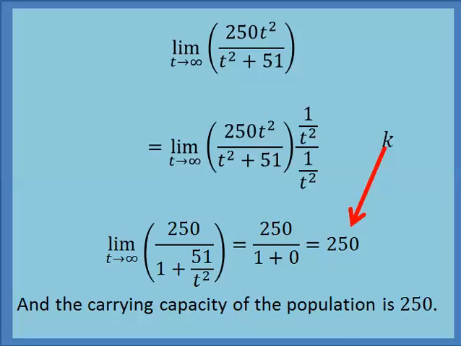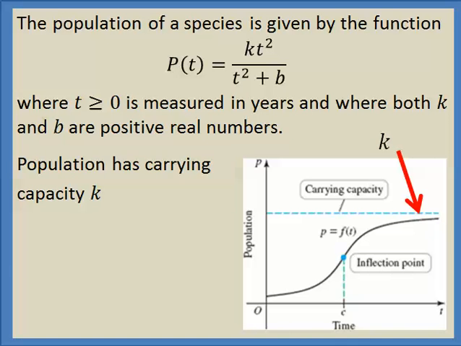But notice that 250 is what we set k equal to. So we can make a general statement that the population has carrying capacity k. So when you have p of t equals kt squared over t squared plus b, the k will tell you the steady state or the carrying capacity.